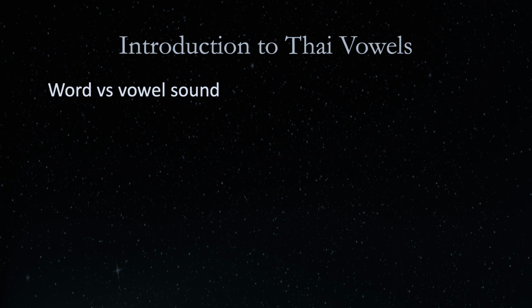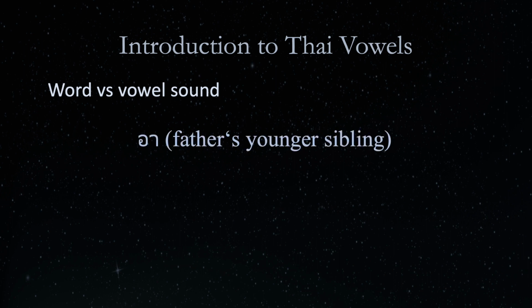For example, the word a, meaning father's younger brother or sister. When talking about vowels, it is usual to say the word sara, meaning vowel, before the vowel sound. This differentiates the vowel sound from words that only have the vowel sound. So by saying sara a, it is clear that we're talking about the vowel a and not the word a.